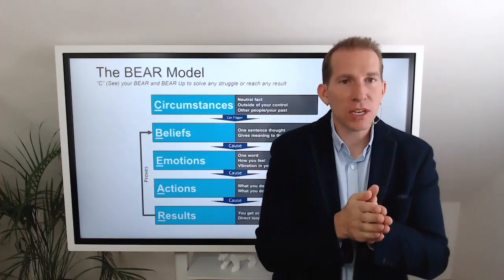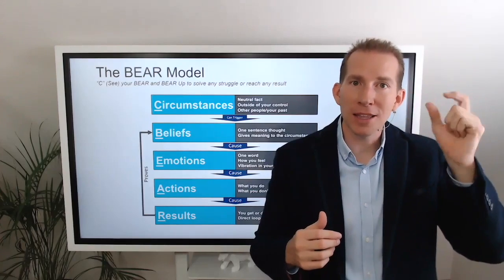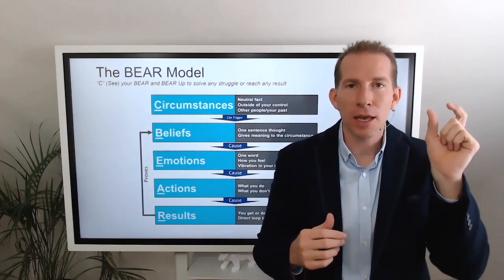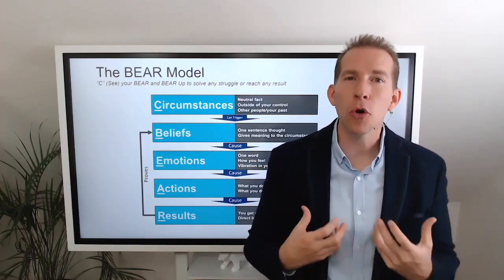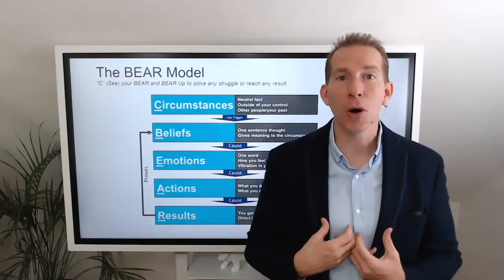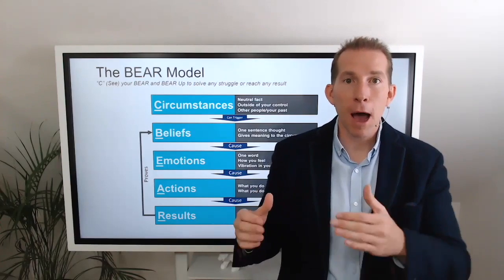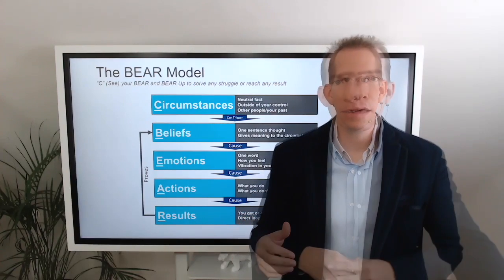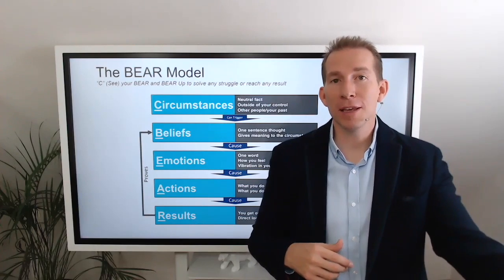Now, beliefs, there's a continuum. On the far left, you have a fleeting thought that might pop into your mind that you have a little bit of belief to. And on the far right, you have a belief that is deep in your core. You've thought it so many times that it's become who you are. Beliefs are the stories we tell ourselves about what that circumstance means. And the thoughts we keep choosing to think form our beliefs.